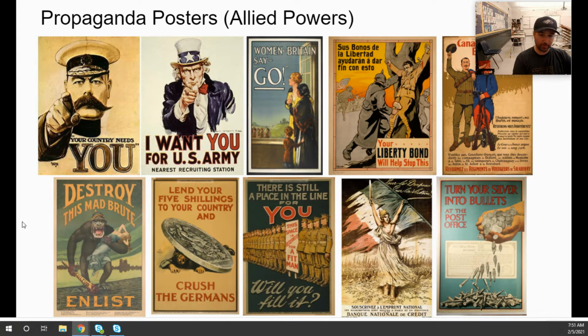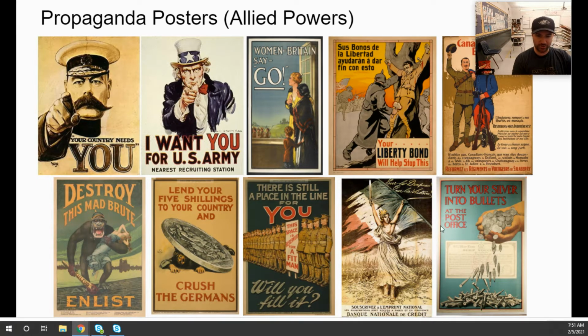And then the woman, is it Lady Liberty? Is it Columbia? Regardless, it certainly invokes that fear that democracy is under threat in some way.